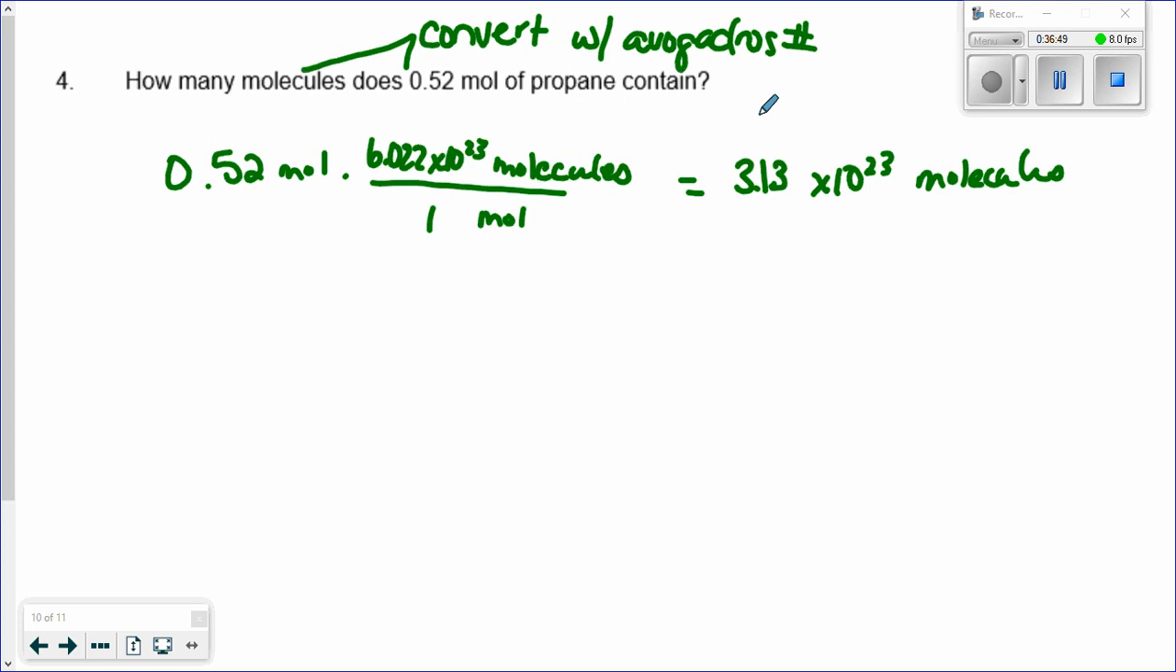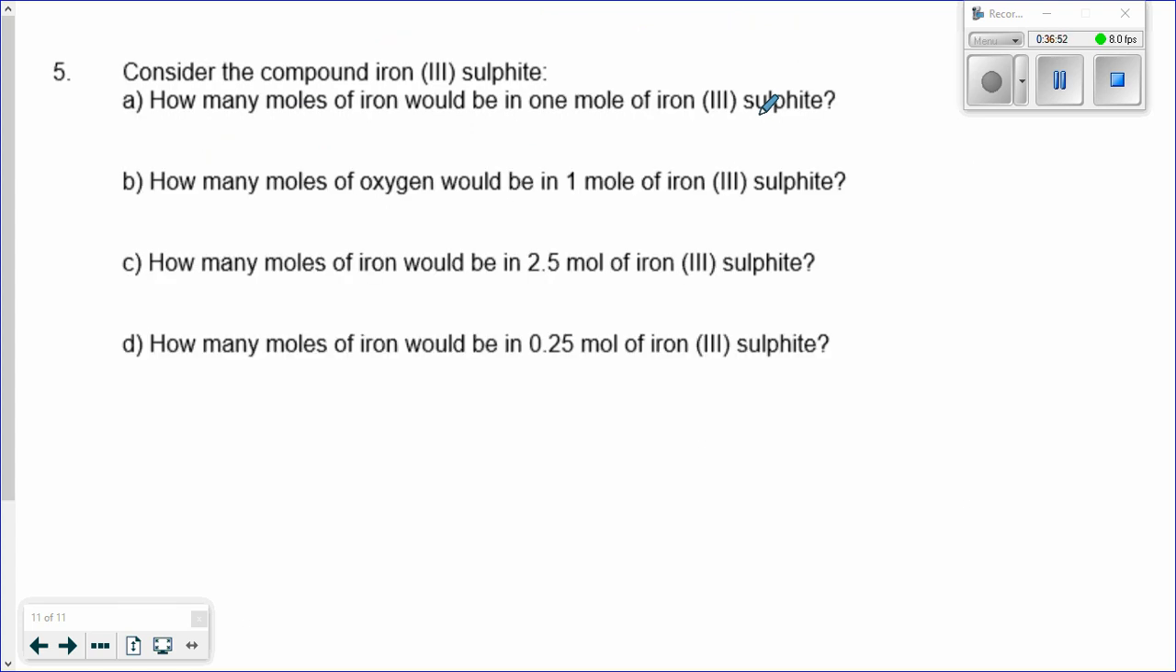All right, last one. Consider the compound iron 3 sulfite. I don't think we need to, but just to write out the chemical formula, iron 3, so we know that's iron with a 3 positive charge. Sulfite is SO3 with a 2 minus, so that would be Fe2(SO3)3. So if we need to calculate out the molar mass, we'll use this. But let's look. It asks how many moles of iron would be in 1 mole of iron 3 sulfite. Okay, we did actually need the formula in this case.